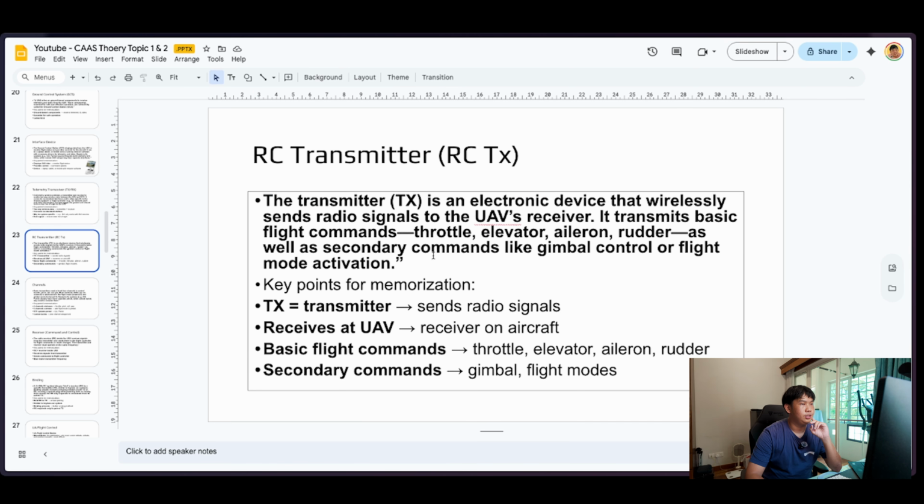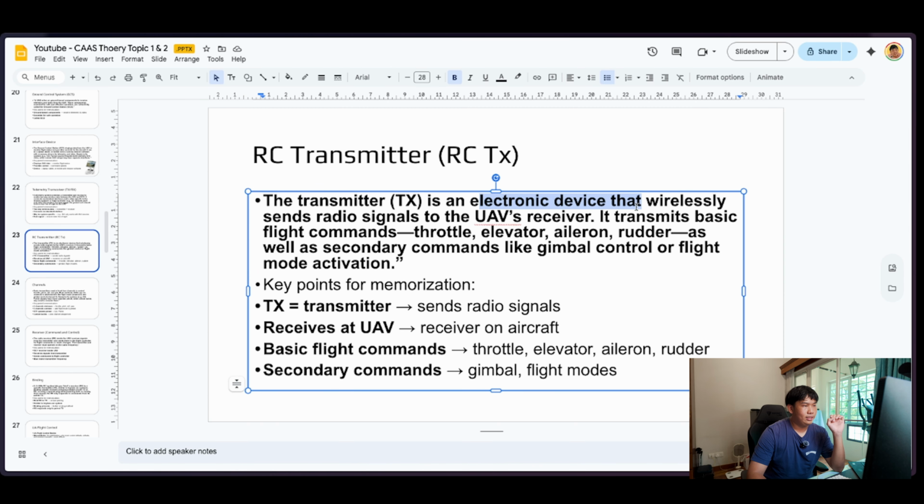Okay, RC transmitter, RCTX is the short form. RCTX is an electronic device that wirelessly sends radio signals to the UAV receiver, okay? And it has basic flight control commands like throttle, elevator, aileron, rudder, as well as secondary commands like gimbal controls or flight mode. Example, TX equals transmitter, and it sends radio signals, and it is received by the UAV receiver on an aircraft. So basic flight commands are like throttle, and secondary commands are like gimbal and flight modes.